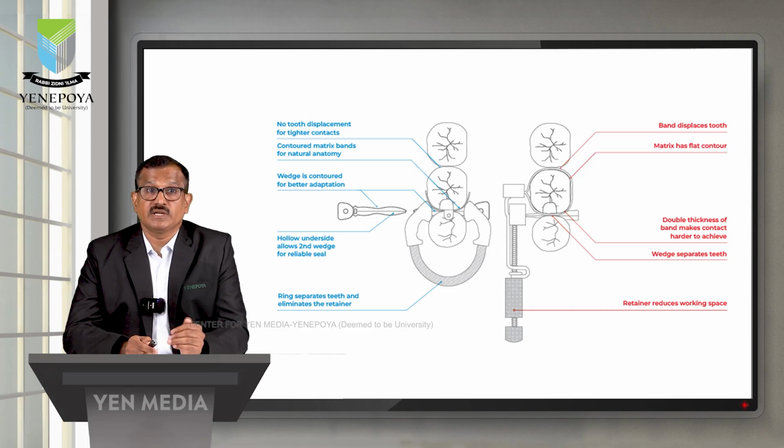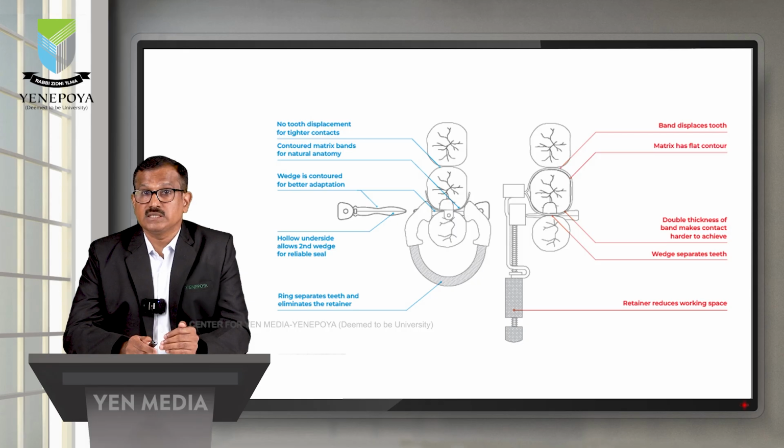Matricing is very, very important in any posterior restoration, as we all know, because the contact has to be right. That is the ultimate thing, because every patient comes to us telling that there is food lodgement. They don't tell us basically that they have a cavity there. Food lodgement is their primary issue. How to solve this is by recreating the contour and contact. So for that, we should have the ideal way of matricing, and we should know the ideal way of matricing.